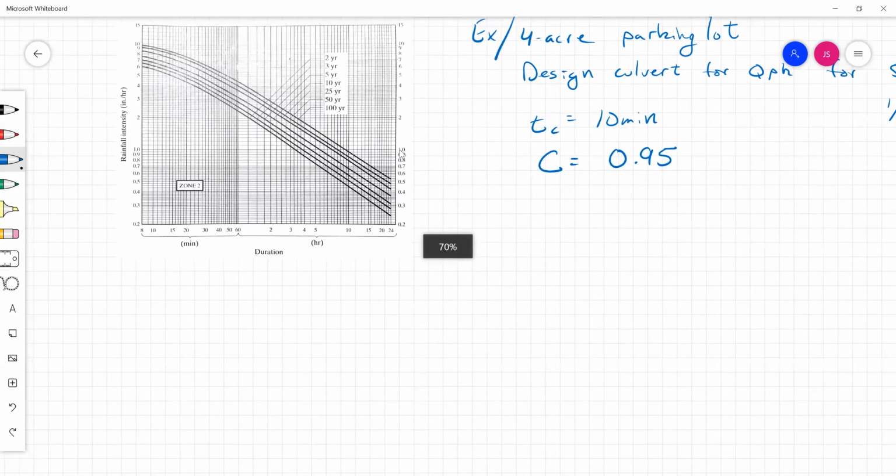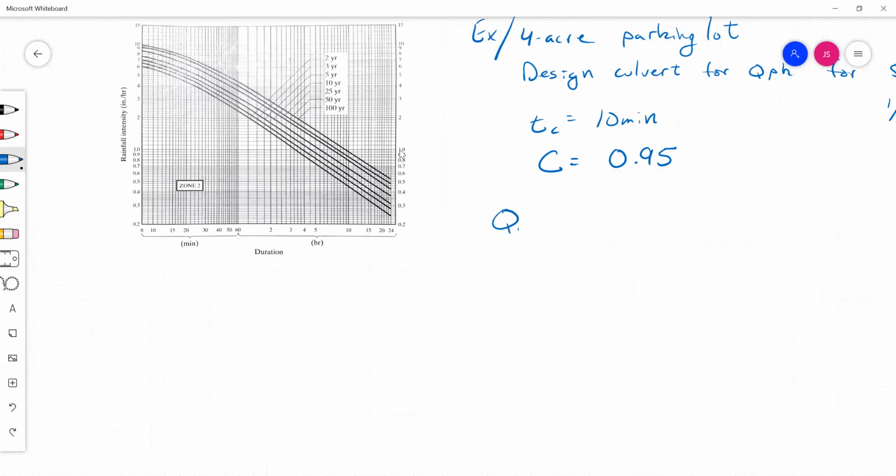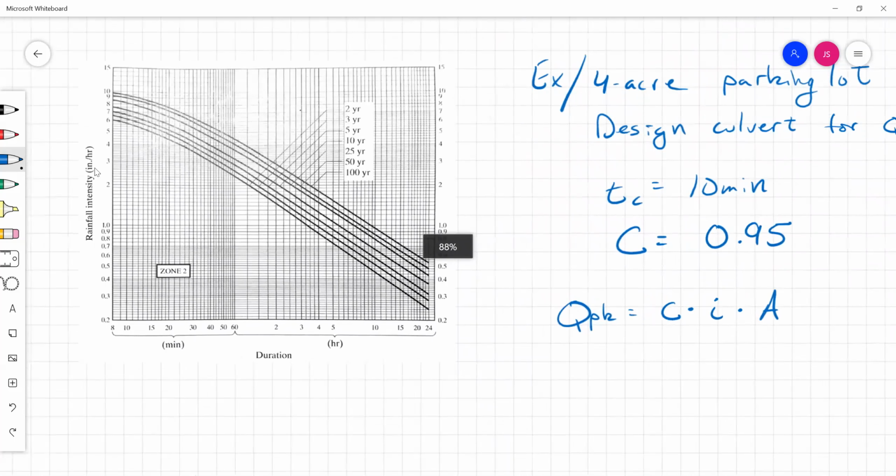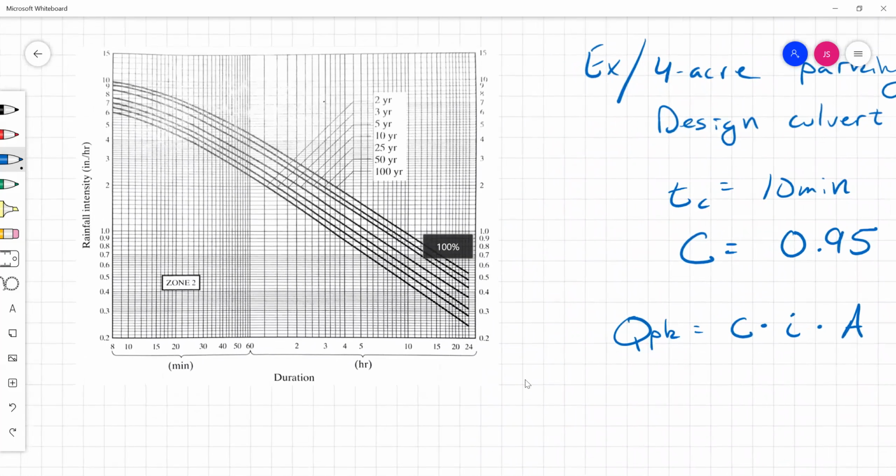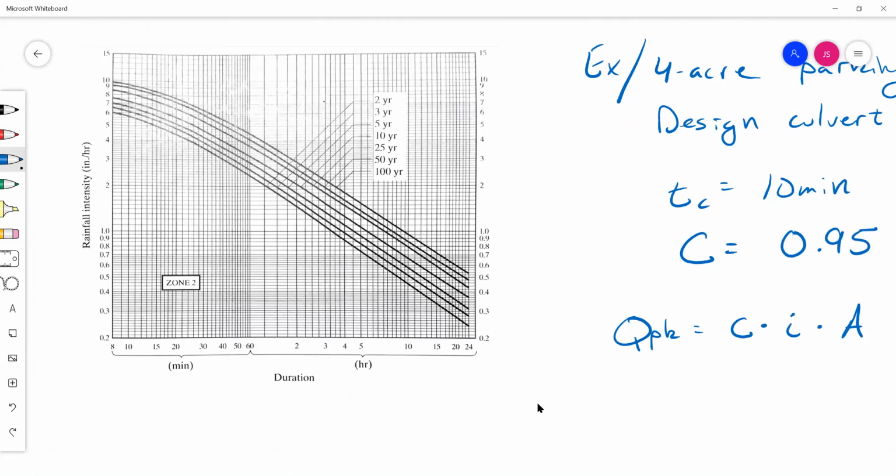We'll write out our equation first. Q peak is equal to C times I times A. We've got our A is 4 acres. We've got our C is 0.95. We just need to figure out what this I is going to be. So I'm going to zoom in. This is a rainfall intensity, duration, frequency curve, an IDF curve. And it is for this area. This example is for Tallahassee.